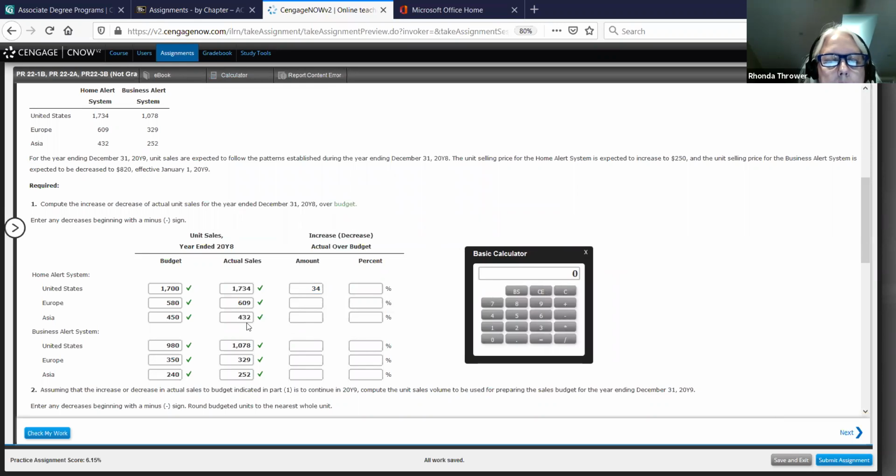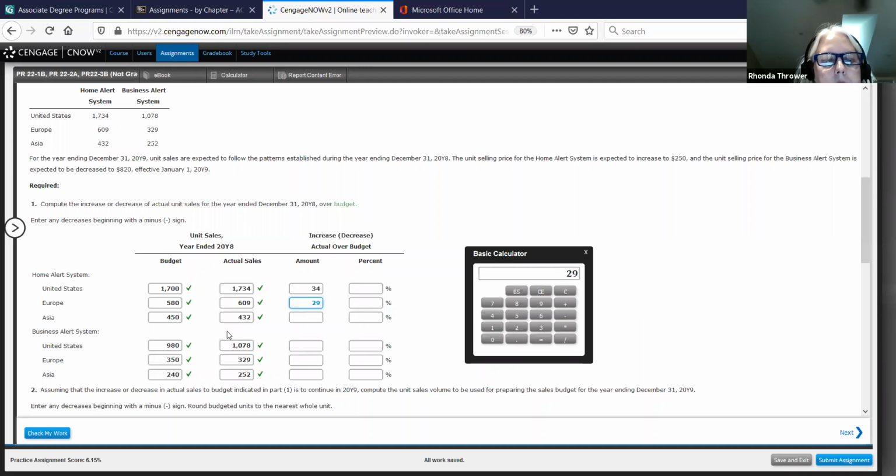And we're going to take the budgeted amount, which is 580. Your actual sales was more, so that's good. The difference between these amounts is the amount of the increase. So 609 was the actual sales, minus the budgeted sales of 580 would tell us how much we increased. We increased by 29 units.